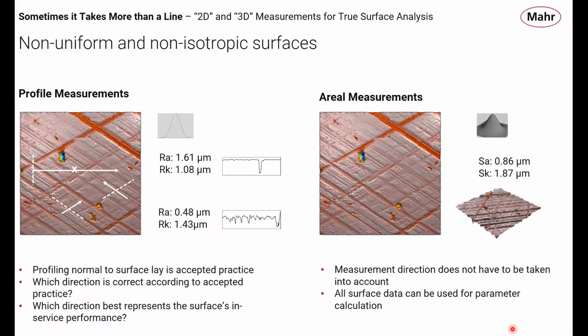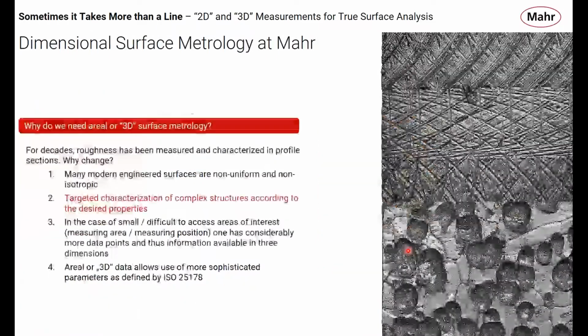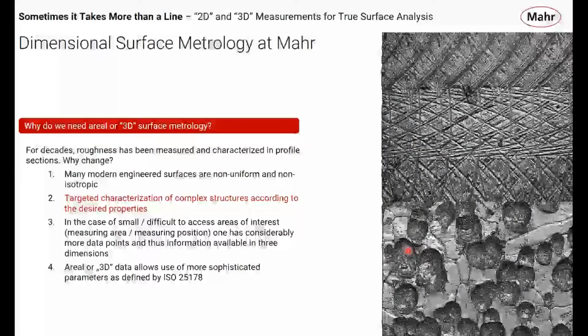We have a non-uniform, non-isotropic surface that is going to give us issues when we're dealing with profile measurements. We're going to have big changes depending on where and how we align our profiles. On the Sa side, over here on the areal side, we're using all of the data available to create a single number to represent that surface. It captures all of the information on that surface. There's more to that topic, of course, but that's a good introduction to it.